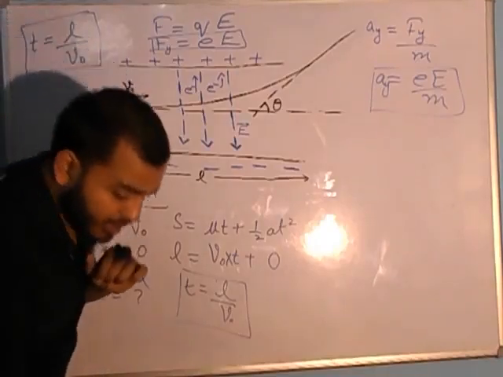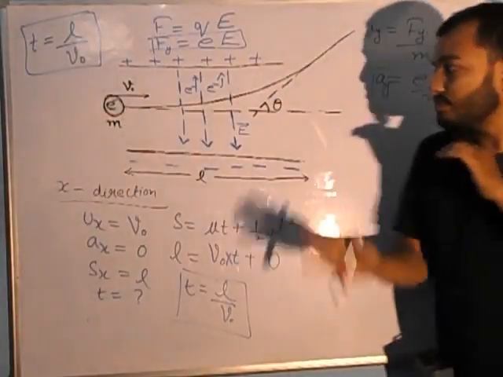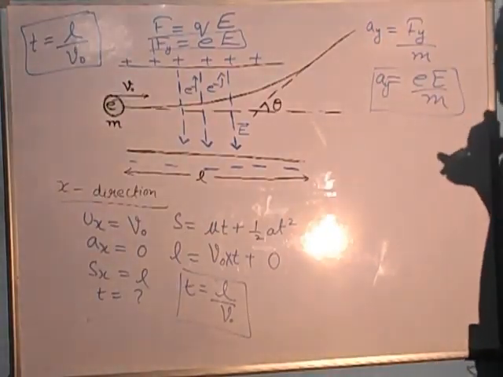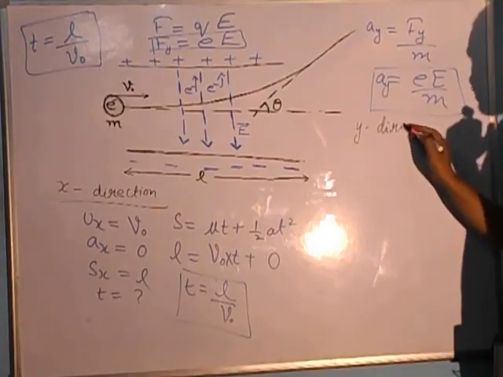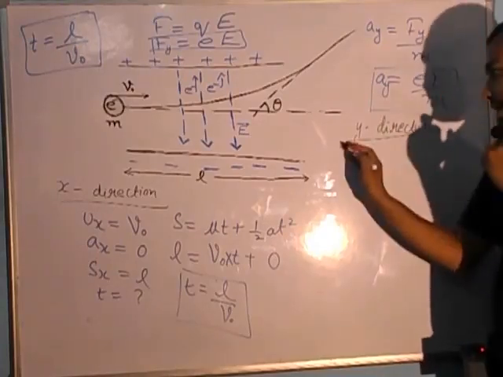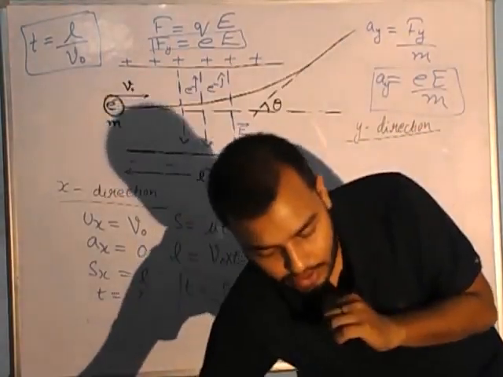So in this much time, the electron will cover this horizontal distance. Is it clear? Okay. Now I am going towards the y direction motion of the electron. Now what is the motion of the electron in the y direction? Let's find it out.